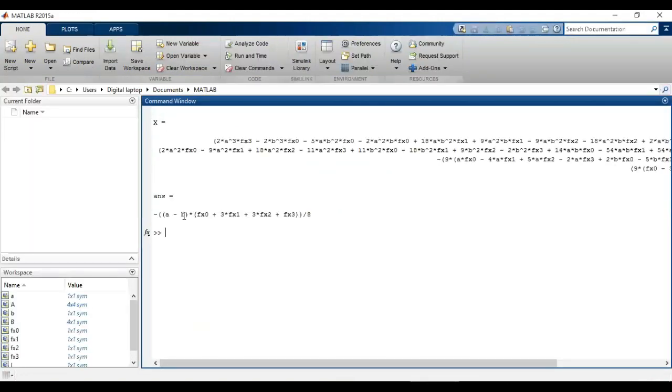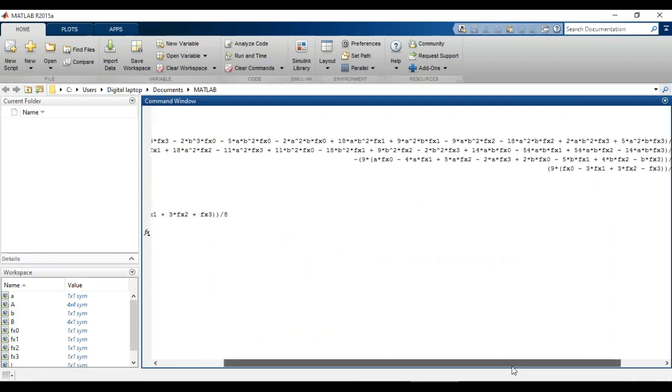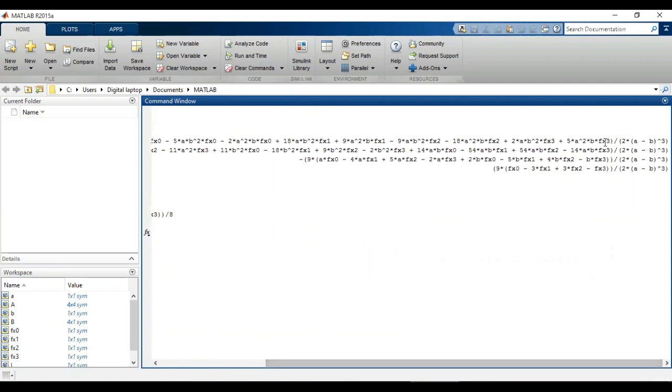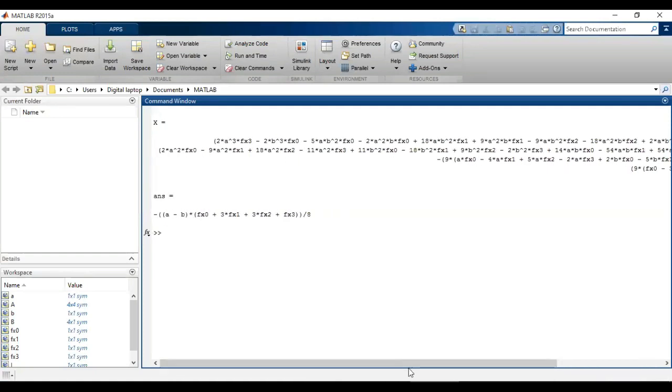So this is what MATLAB has given to us. This is our a0, and you can see this is an extremely long expression for a0, and this is a1, this is a2, and this is a3. These are extremely long expressions for the four coefficients.